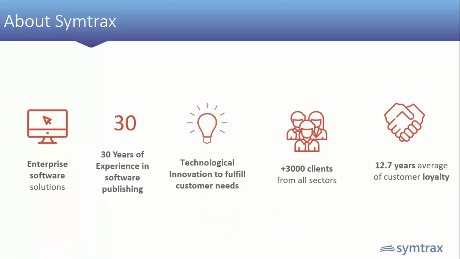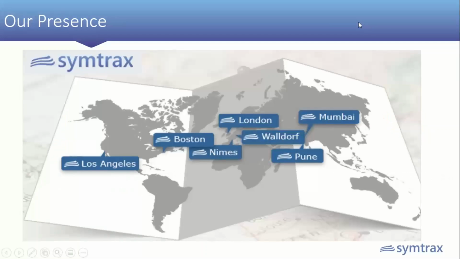So a quick brief about my company. Symtrax has been in business for more than 30 years now, serving 3,000 plus active customers around the globe, with an average association of 12.7 years with us. We are present worldwide with offices in the US, UK, France, Germany, and in India we have offices in Mumbai and Pune, from where we cater to the Asia Pacific region. Working out of these offices, we provide e-invoicing solutions to almost 17 countries across the globe.